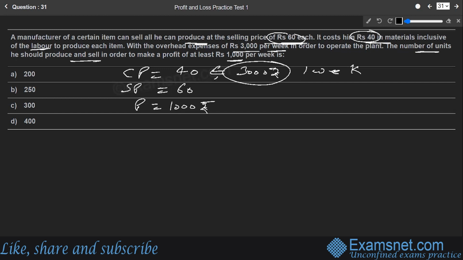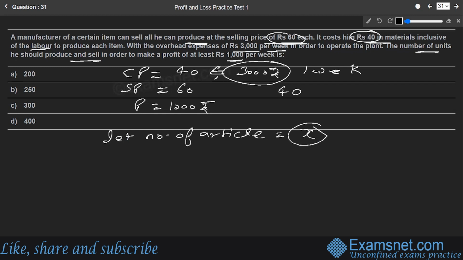So now let us find out how much the total cost price value is. The total cost price value is 40 rupees for each article. So we'll have to assume, let the number of articles that must be produced in order to gain 1000 rupees as a profit, the number of articles that should be bought, be, let's say, X. So how much is the total cost price?